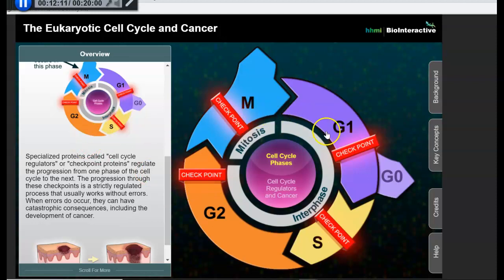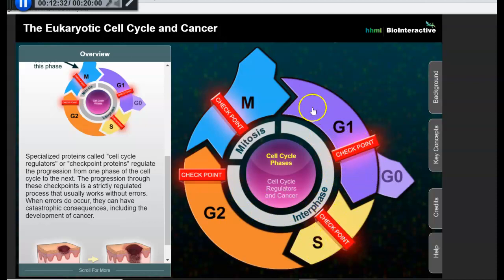I like the way that this website, this is the Howard Hughes Medical Institute who give us this particular image and this activity. So here's the cell cycle, you recognize it. Here's the interphase, G1, S, G2. Notice that they did put a checkpoint into the S phase.